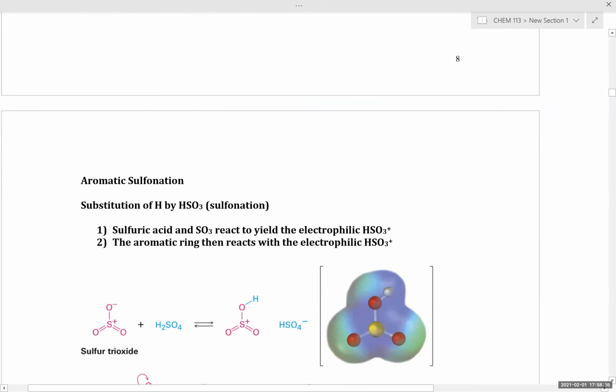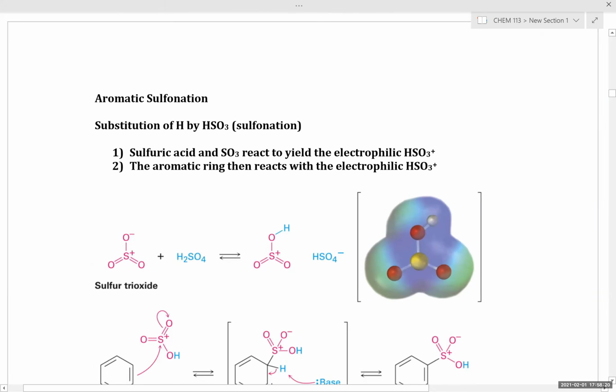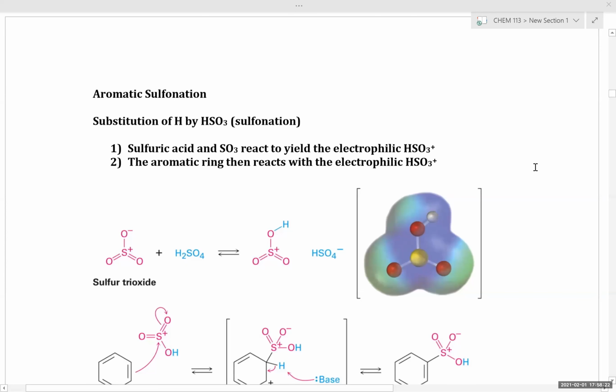So another electrophilic aromatic substitution reaction that's pretty common is aromatic sulfonation. In aromatic sulfonation, we have substitution of hydrogen by HSO3. In this case, our reactive electrophile is generated from sulfuric acid reacting with SO3 to yield the electrophile HSO3+, shown here.